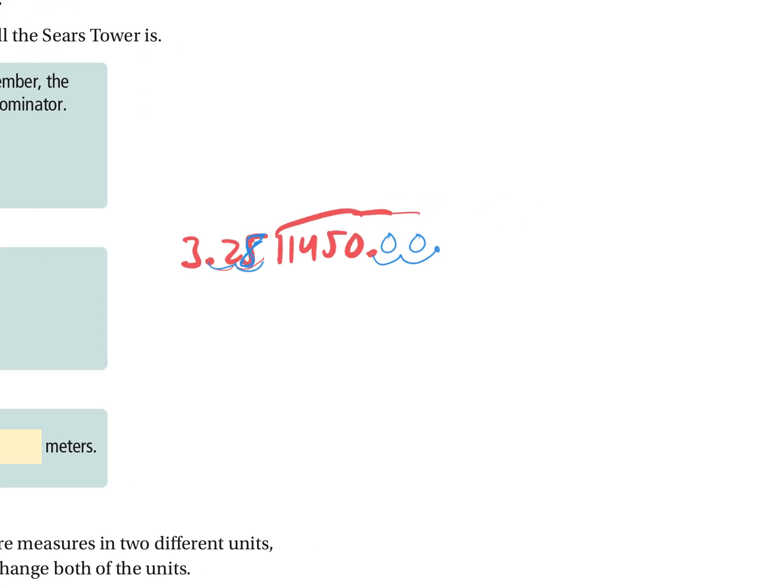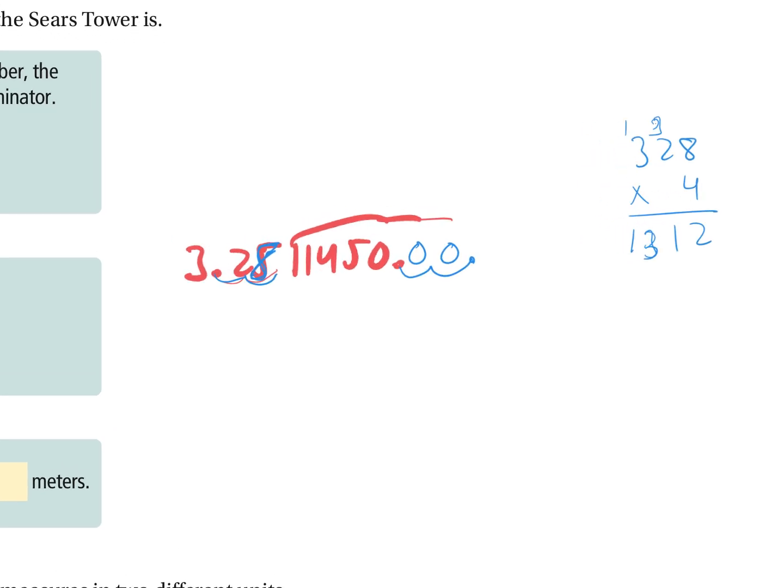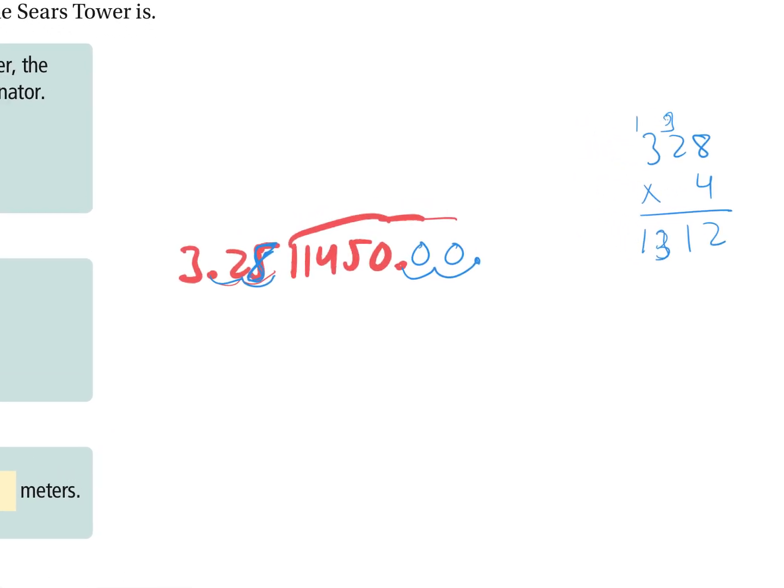Let's just test out a number. Let's say maybe 328 times, let's try 4. 4 times 328: 4 times 8 is 32, write the 2 and carry 3; 4 times 2 is 8, plus 3 is 11; and then 4 times 3 is 12, plus 1 is 13. And it's not going to go any higher. We kind of got lucky with this one. So it goes into 1,450 4 times, and we get 1,312.